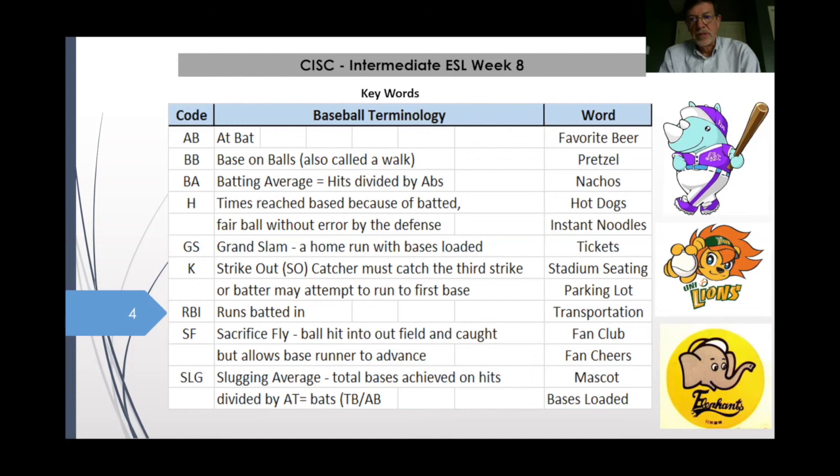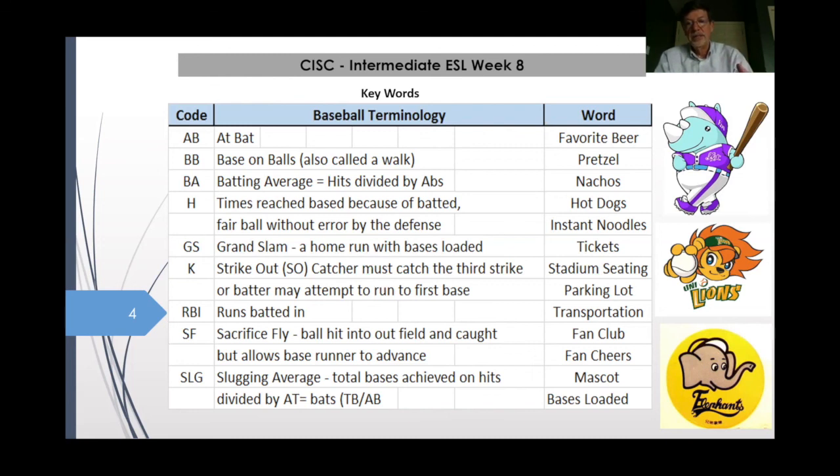I don't know if you'll remember any of this, but here are the words you need to know at a US baseball game, and I suspect at a Taiwan one. Favorite beer, you need to know that. Pretzels, they're pretty popular at baseball games. Nachos, those are chips with cheese and peppers, and you can put all kinds of things on nachos. Hot dogs, instant noodles. Tickets, you need a ticket to get in. Stadium seating, it's your seating in the stadium. Parking lot, transportation, fan club, fan cheers, mascot, bases loaded.